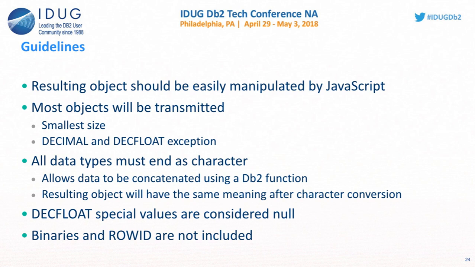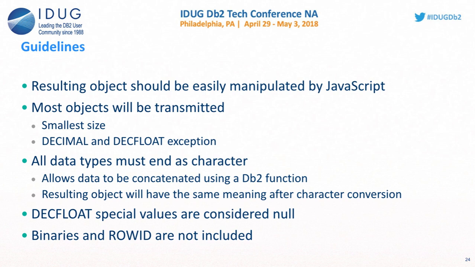Like I said, I want the smallest size. Decimal and decfloat may be the exception, depending upon how you're going to convert them. All my resulting data types have to come in as character, because I'm concatenating them together, and concat doesn't accept any other data type except character. The resulting objects have to be separated, so I can't fumble the meaning on somebody.